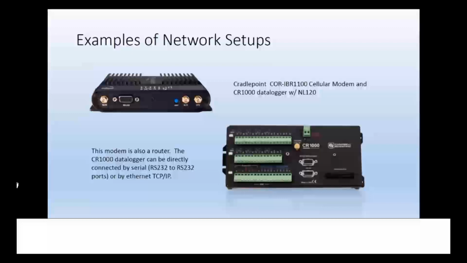I'm just going to show some brief examples of network setups. There are almost limitless combinations, so I can't go through them all, but I thought I'd give you some common examples. Here's a Cradlepoint cellular modem with a CR1000 data logger. The Cradlepoint is a modem that also has routing capability, and so you can connect this modem to this logger two different ways, either by RS-232 or by TCP/IP internet. Next slide.